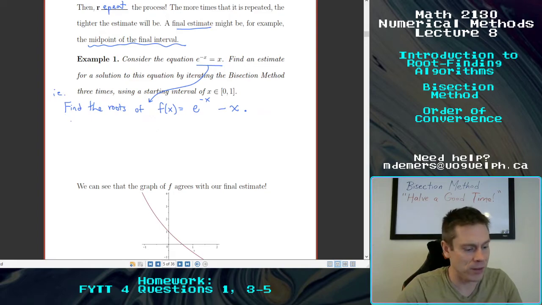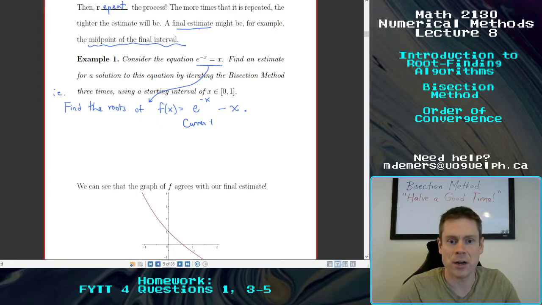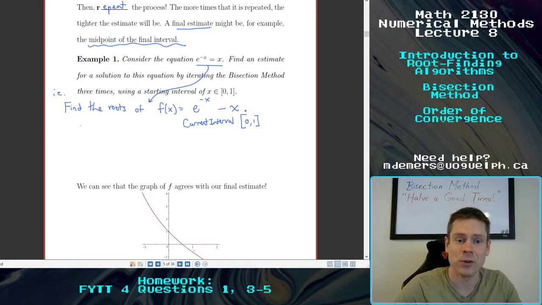So we're going to start with our current interval. I like to be a little bit organized here, just so we're clear on what we're doing. So current interval is 0 to 1, and what we're going to do is do what we would usually do for intermediate value theorem.